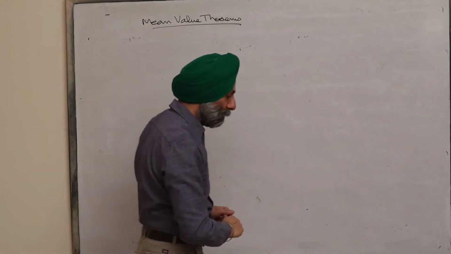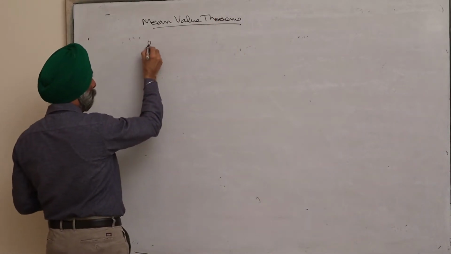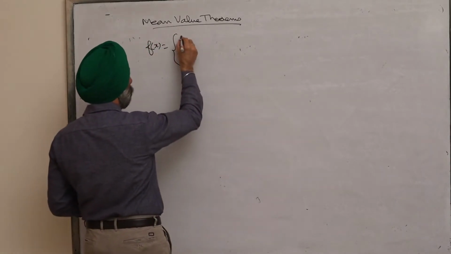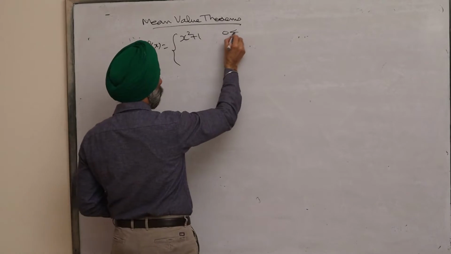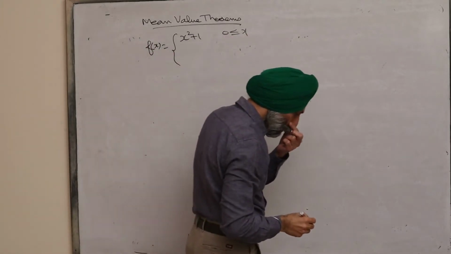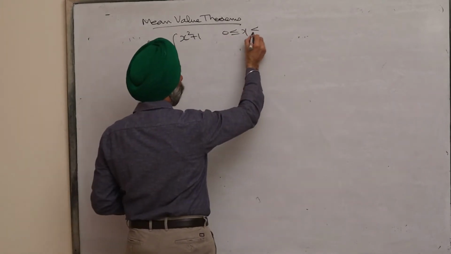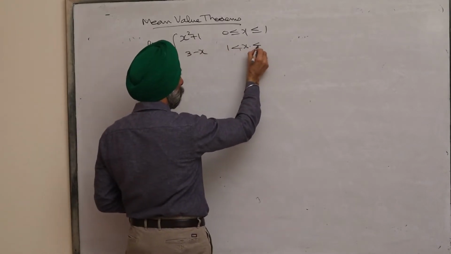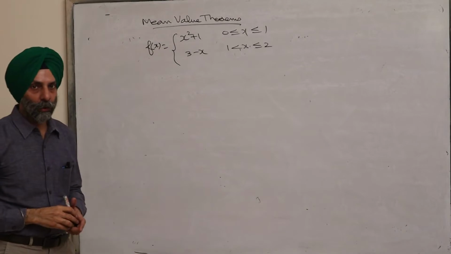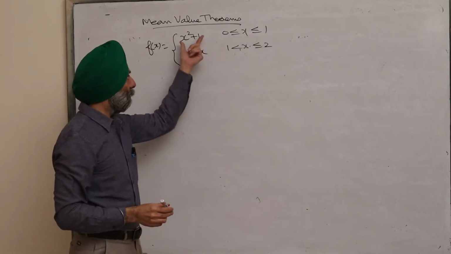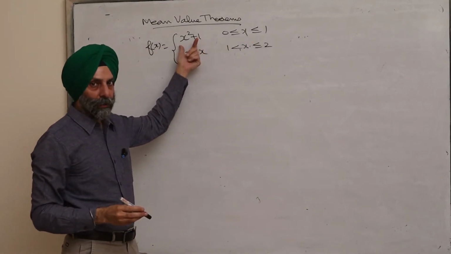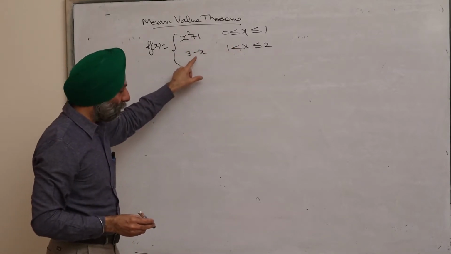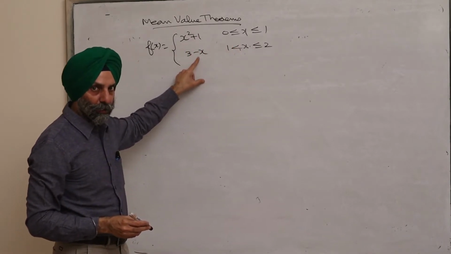Now next is, discuss the applicability of Rolle's theorem for the function f(x) equal to x² + 1 when x belongs to 0 to 1, and 3 − x when x belongs to 1 to 2. Now in this interval this is a polynomial and hence is continuous and differentiable. In this interval this is once again a polynomial, continuous and differentiable.